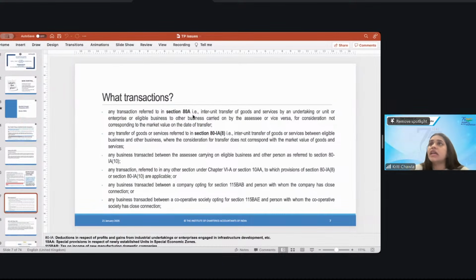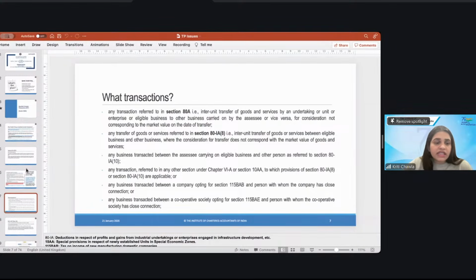Documentation, yes, you'll have to prepare all the documentation. So all the documentation that we discussed in the last lecture, a TP study, Form 3CEB, all that documentation is something that you'll have to maintain even for the purposes of SDT. There are no two ways about it. So that's what is applicable.